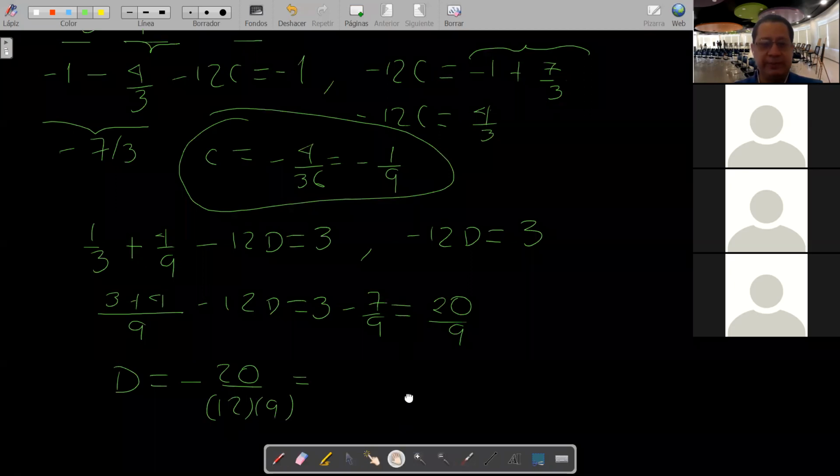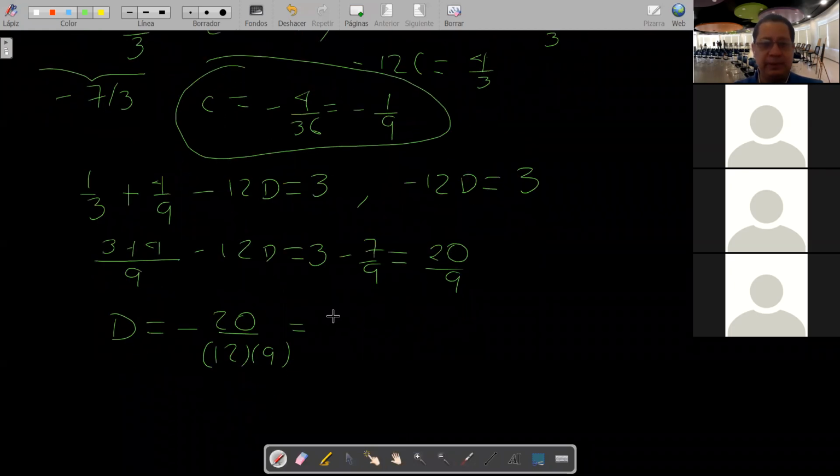And that's what? 20 divided by 9 times 2, 18 plus. Okay, and it's a negative 20/108. That will be the result. Is that correct? Can we simplify this fraction?